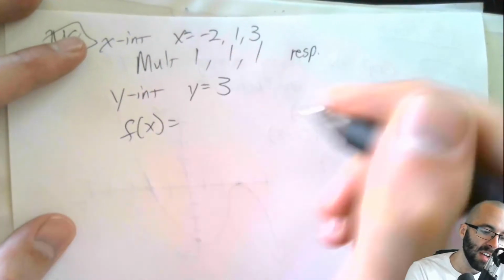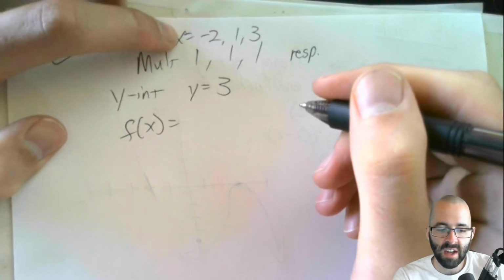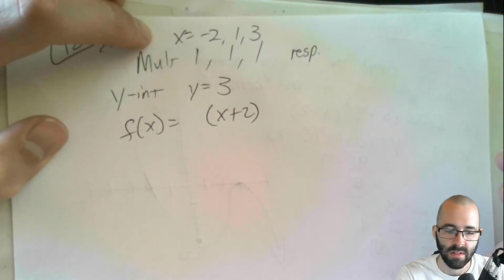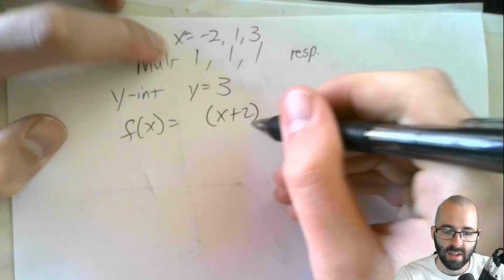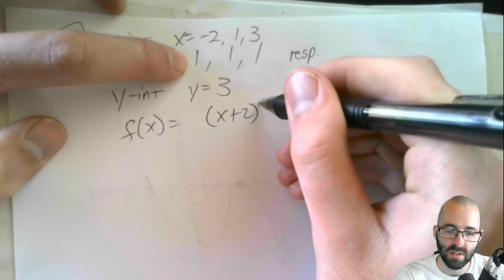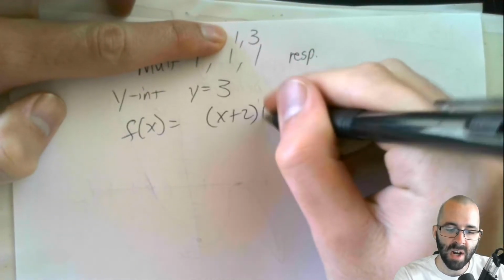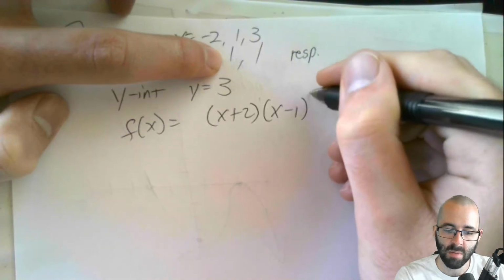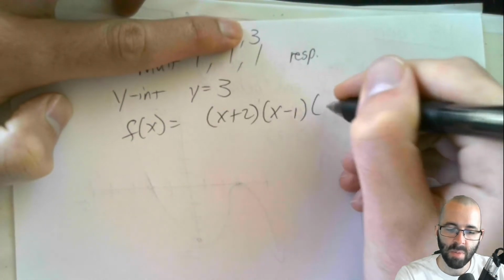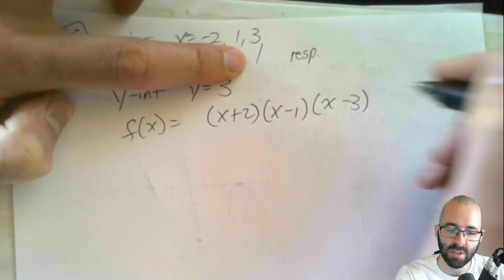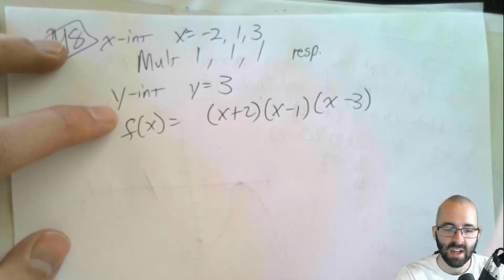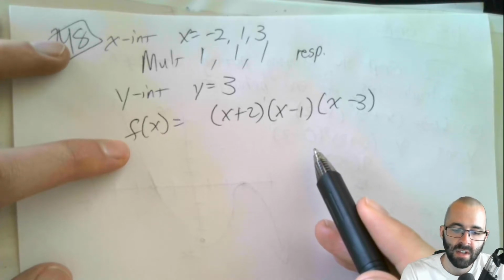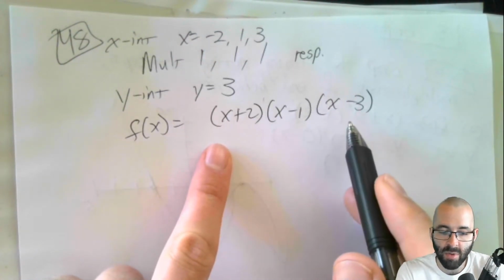So we'll have f of x. Well, if it has a 0 of negative 2, that means there's an x plus 2. Right? Multiplicity of 1, your exponent's 1. It also has a 0 of positive 1. It's going to be x minus 1. Multiplicity 1. Also a 0 of positive 3. That's going to be x minus 3. Multiplicity 1. So again, an exponent of 1. This is a function with the correct x-intercepts and the correct multiplicities. We just have to check, does this function have the right y-intercept?